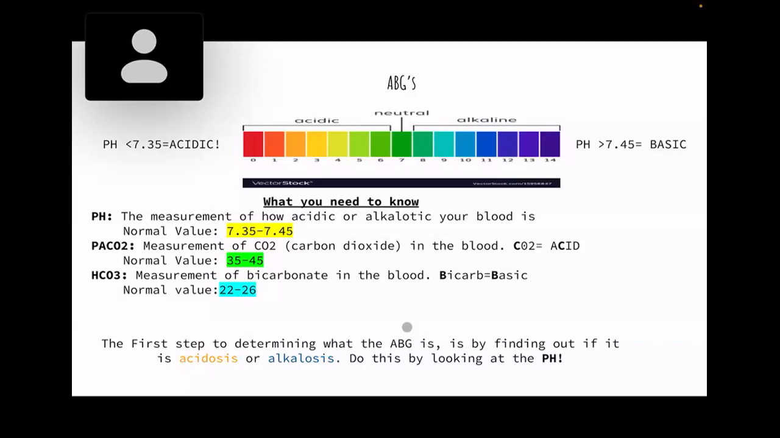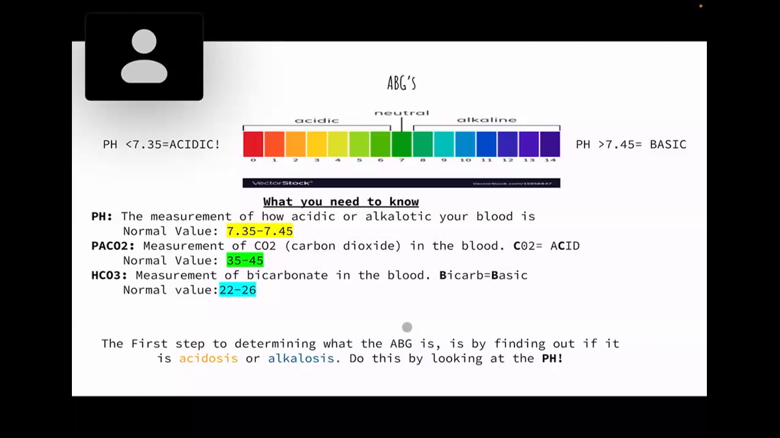Normal pH is 7.35 to 7.45. PaCO2, carbon dioxide. Carbon dioxide is an acid. Please remember that. Our normal value is 35 to 45. If I have a PaCO2 of 77, that's a lot of acid, so it's going to be acidic.